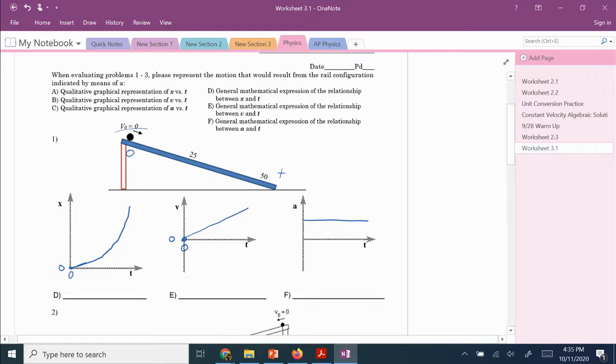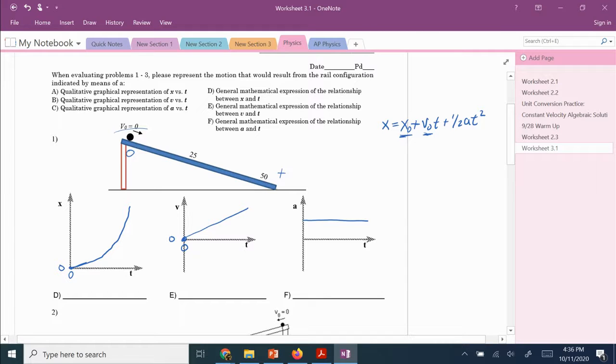For part D, it says write an algebraic equation. So we need a relationship between time and position. And basically for all part Ds, we're going to be referencing this kinematic equation right here, because that is a relationship between position and time. And so if we have an initial position, we'll fill that in. If we have an initial velocity, we'll leave that in. If there isn't an initial position or initial velocity, we'll take that out.